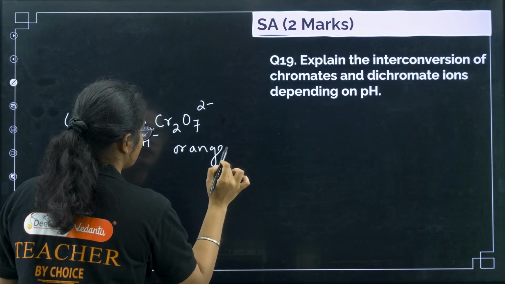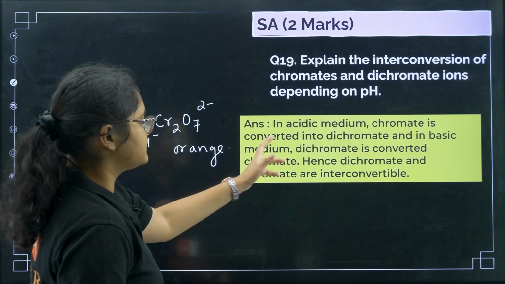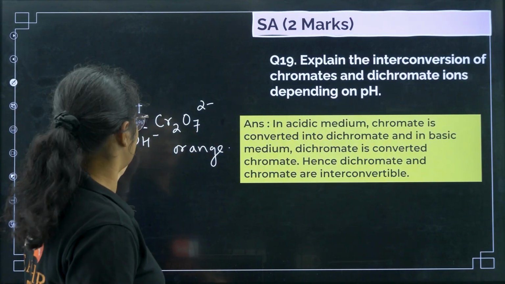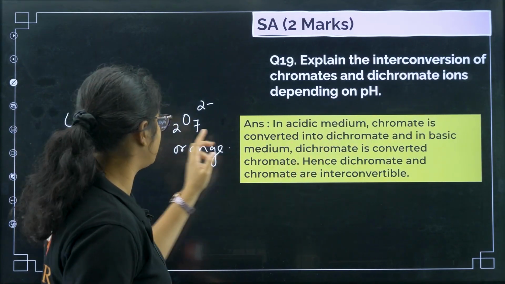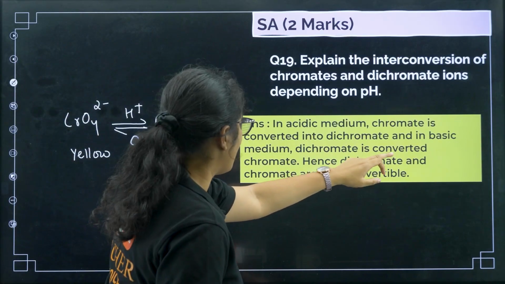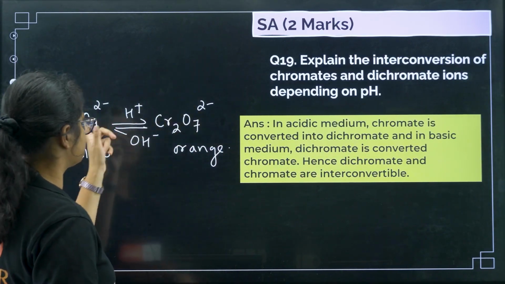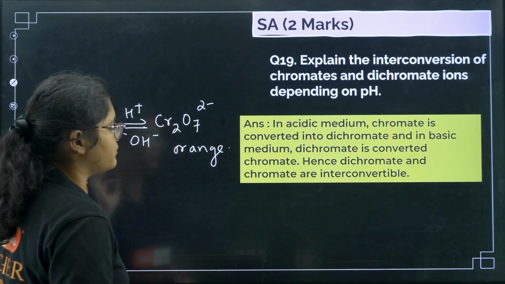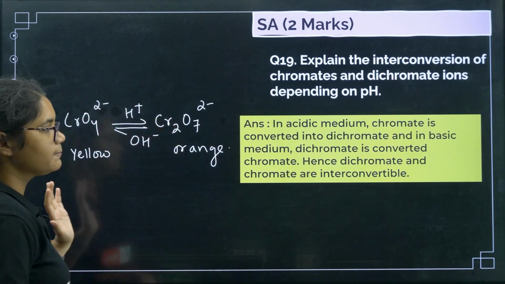in color, right? So in acidic medium, chromate is converted into dichromate. If you give acidic medium, chromate will be converted to dichromate, and in basic medium, dichromate is converted to chromate, okay, hence dichromate and chromate are interconvertible.